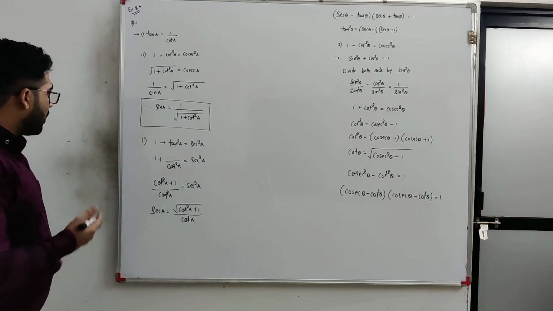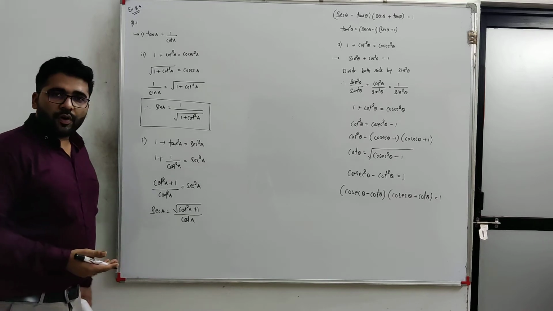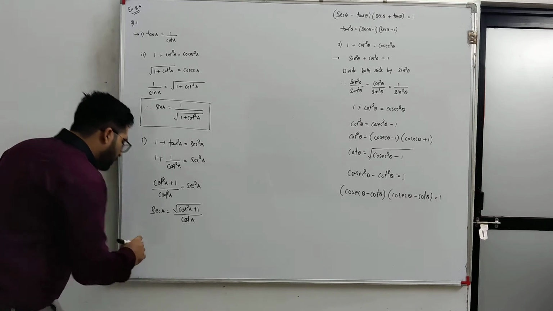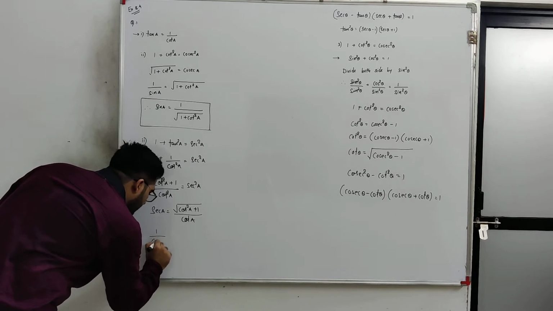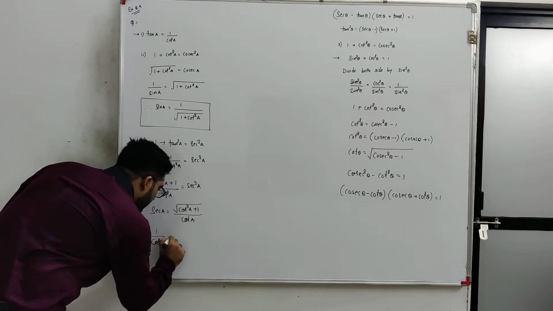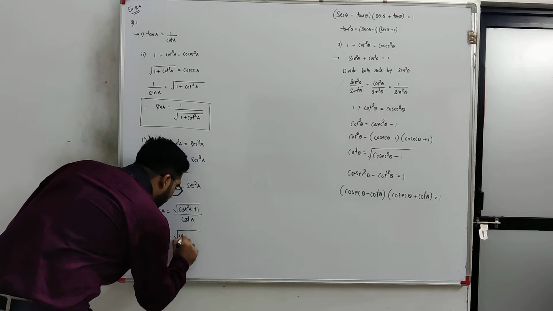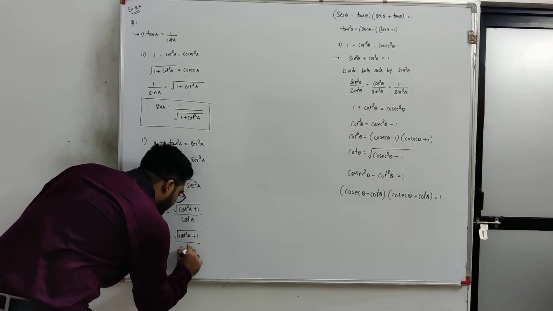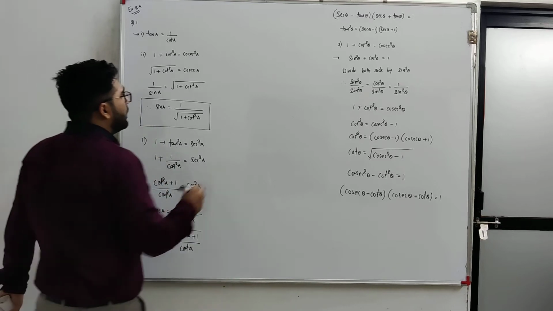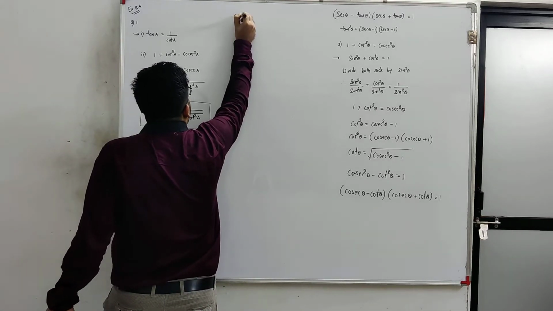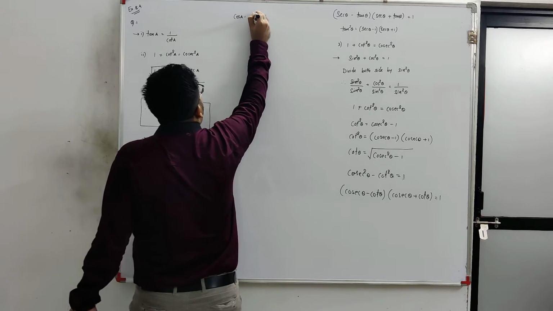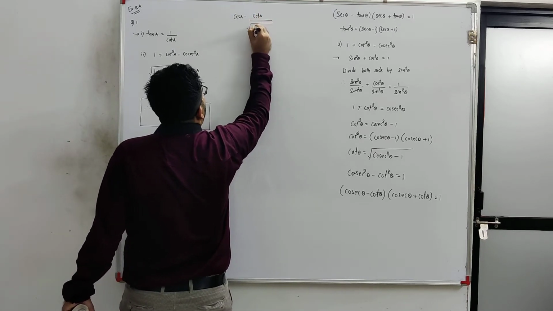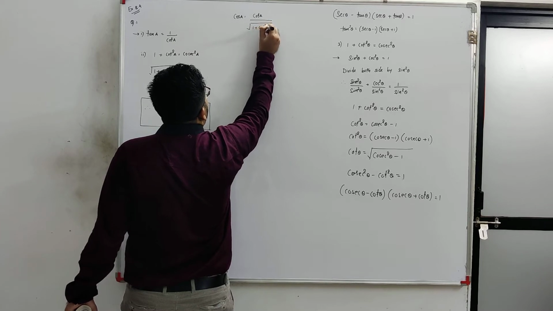Now, what is sec A? It is 1 upon cos A. So here I am writing 1 upon cos A is equal to under root of cot square A plus 1 divided by cot A. Therefore, we can write cos A is equal to cot A upon under root of 1 plus cot square A.